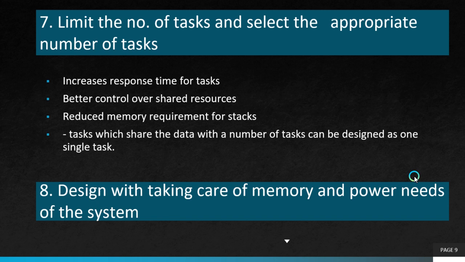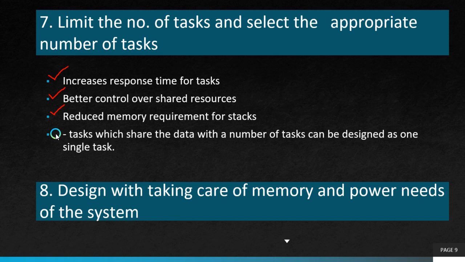The seventh design principle is that limit the number of tasks and select the appropriate number of tasks. The main intention behind this principle is to increase the response time to the tasks and to have better control over shared resources and reduced memory requirements for stacks. Also, the tasks which share the data with a number of tasks can be designed as one single task. Thereby, we can limit the number of tasks.